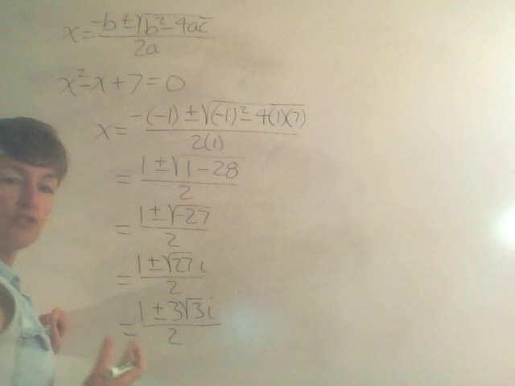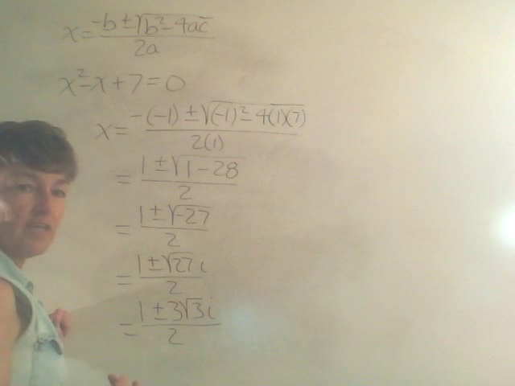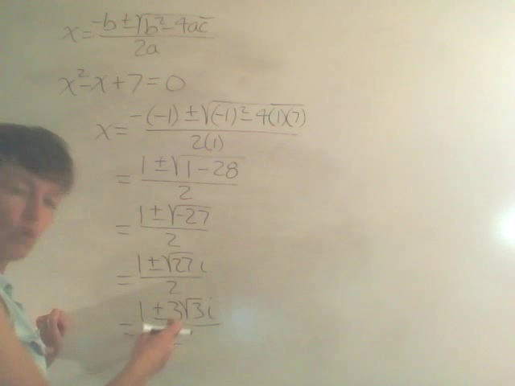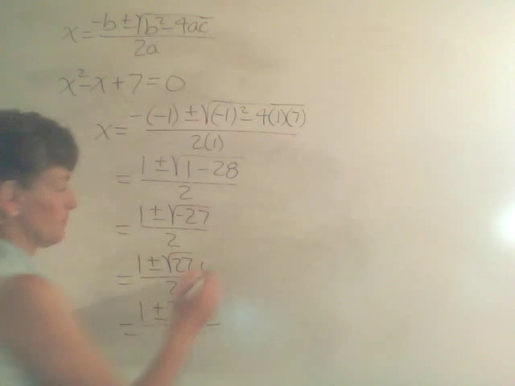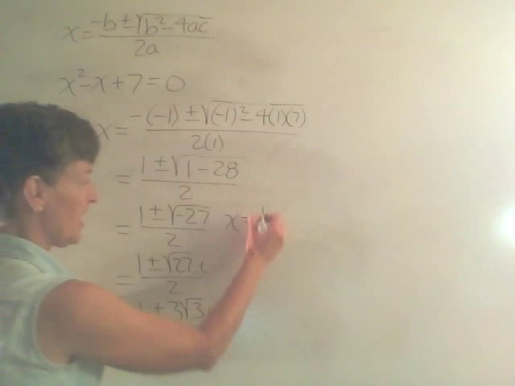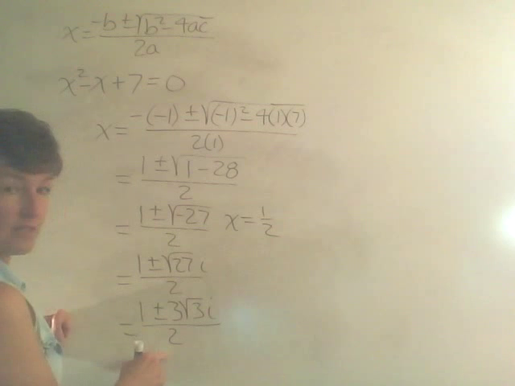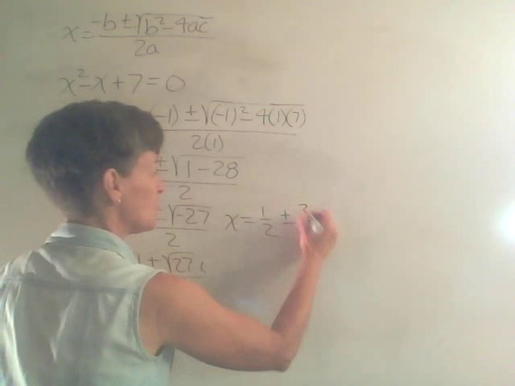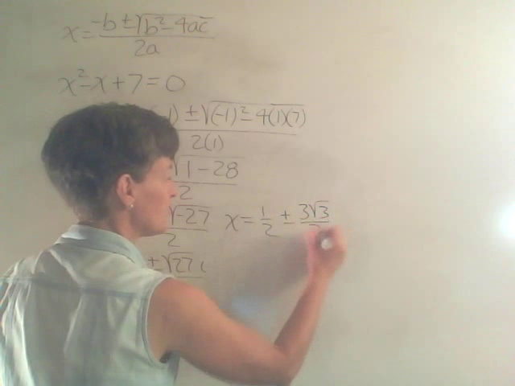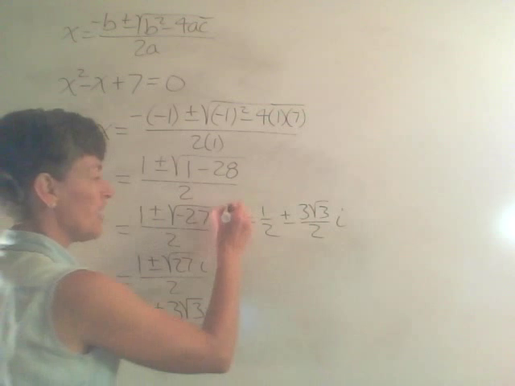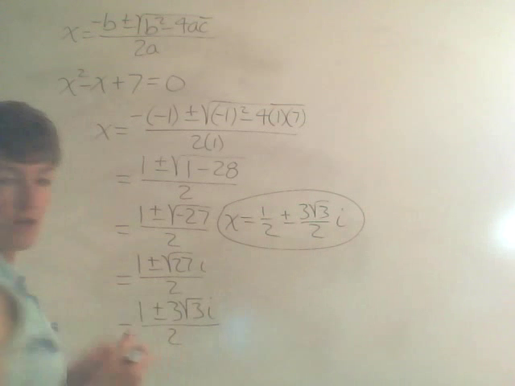The standard way to write a complex number is the real part and then the imaginary part. Right now they're kind of all put together, so I need to separate them. So I'm going to separate them into 1/2, that's my real part, and then plus or minus 3/2, or 3 square root of 3 over 2, and then i. This is how we would typically write an answer that is a complex number.